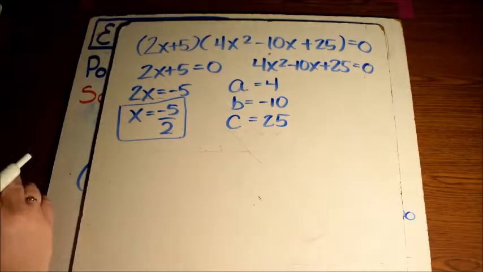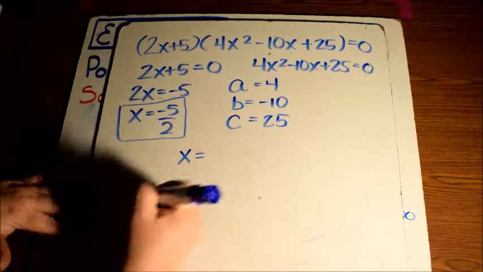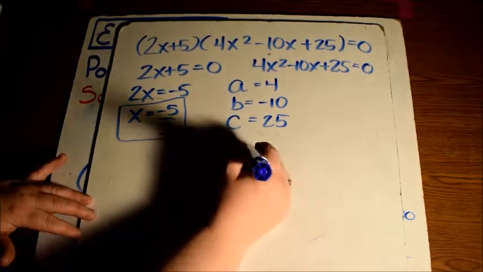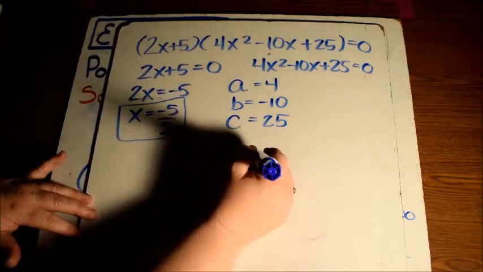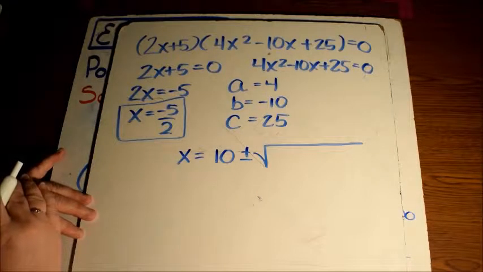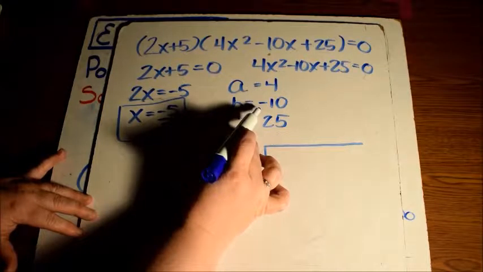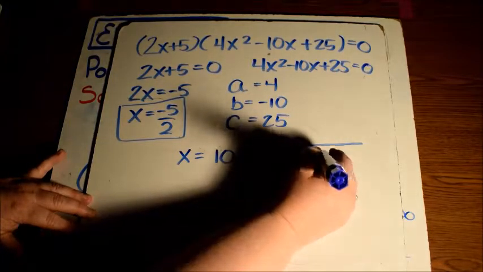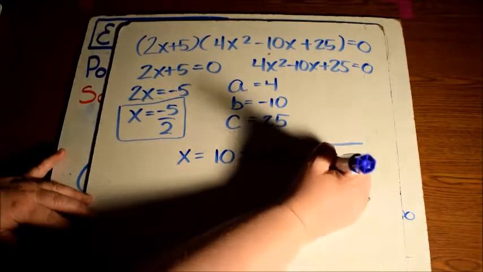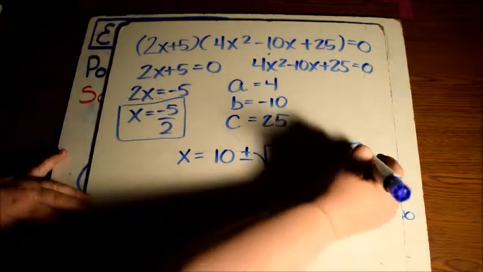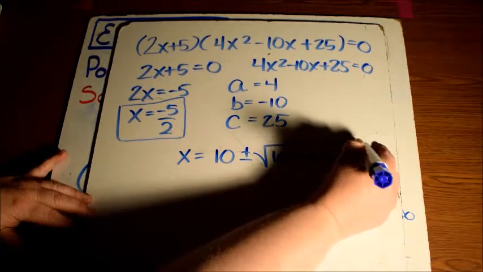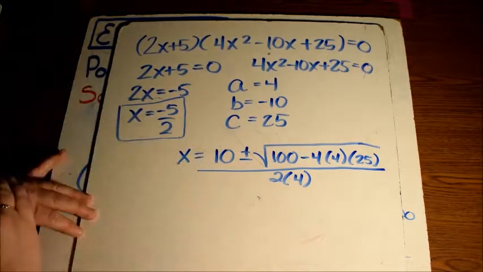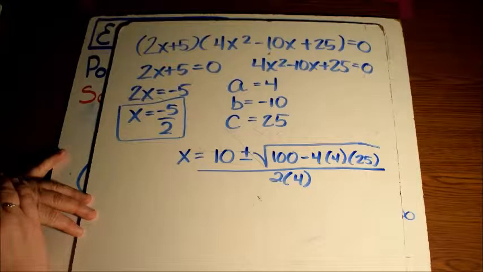All right, so let's plug these in. So in this case, x equals the opposite of b. The opposite of -10 is +10 plus or minus the square root of b squared. Well, -10 times -10 is 100, minus 4 times a, which is 4, times c, all over 2 times a. All right, let's simplify this monster.